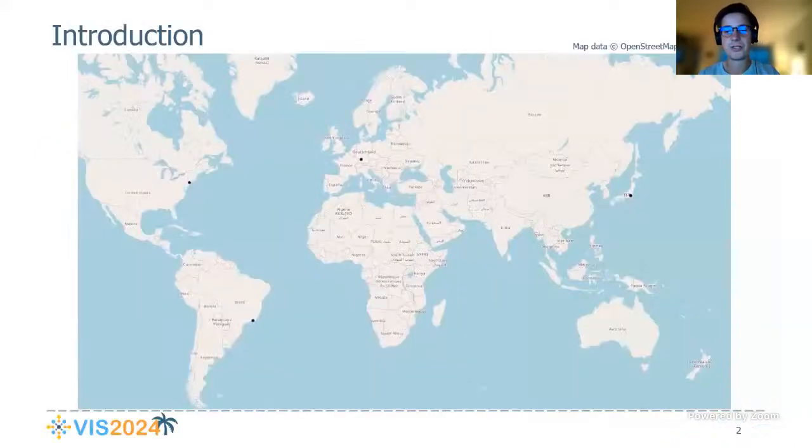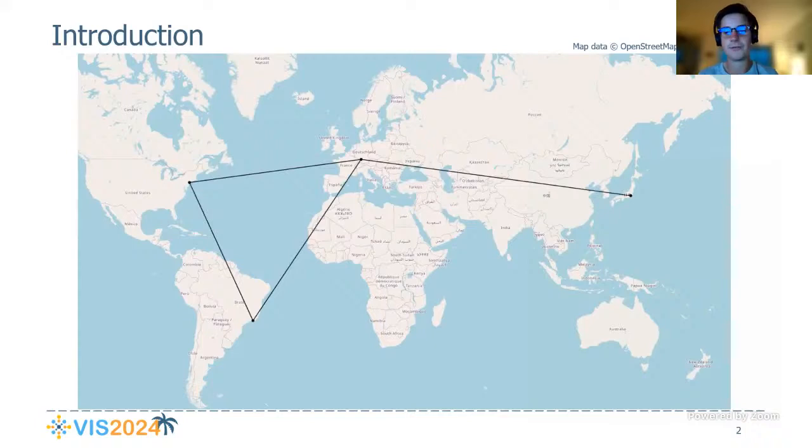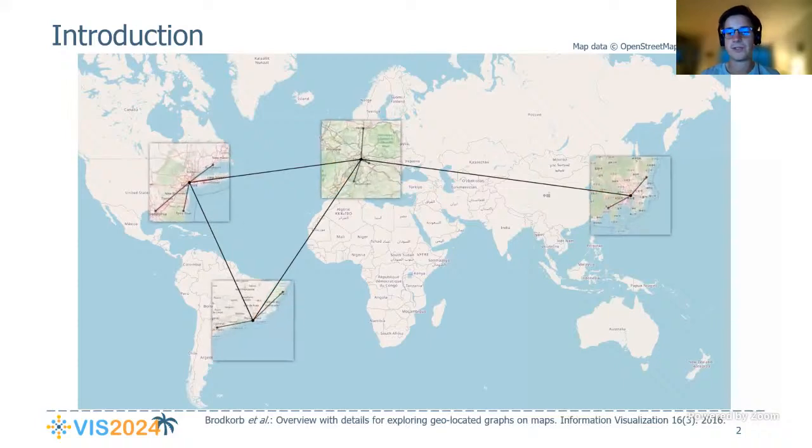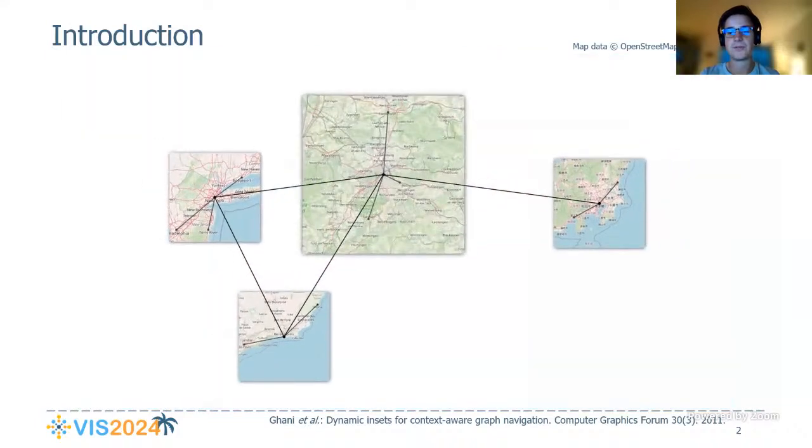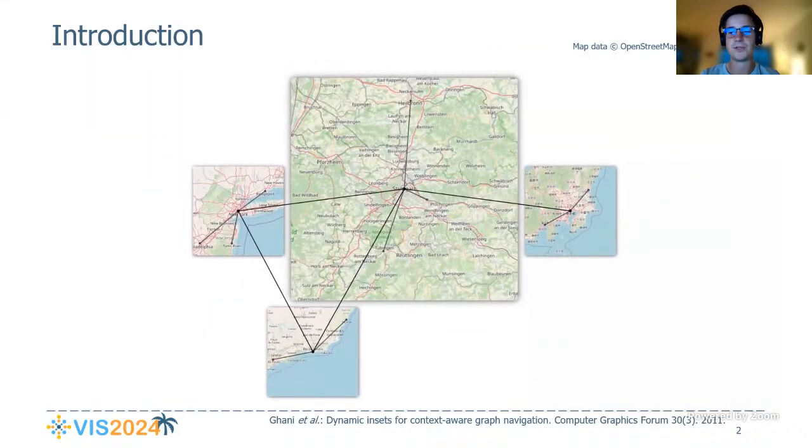Okay, so geo-referenced networks are relevant for many research questions. These networks are often semi-hierarchical in nature with heterogeneous distribution of locations and local, strongly connected clusters that are hard to see in an overview. Previous work, such as that of Broadcorbett and colleagues, has explored overview plus detail approaches here to show such networks. Other work, such as that of Ghani and colleagues, explored focus plus context approaches with a geographical ego perspective.